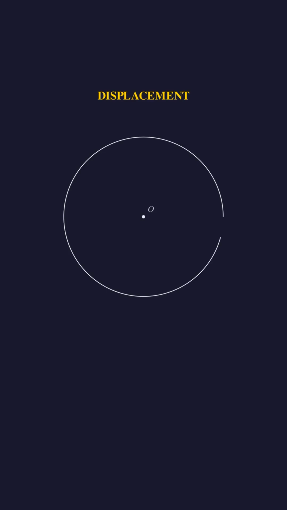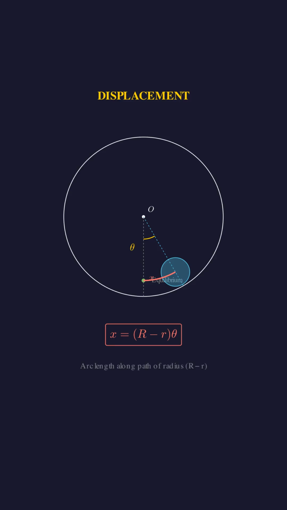Let theta be the small angular displacement of the disk center measured from the center of the ring. The arc displacement of the center of mass from equilibrium is x equals (R minus r) times theta. This is the distance the disk center has moved along the circular path of radius R minus r. Now let us write the potential energy.